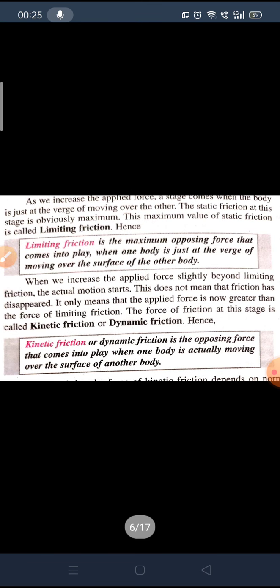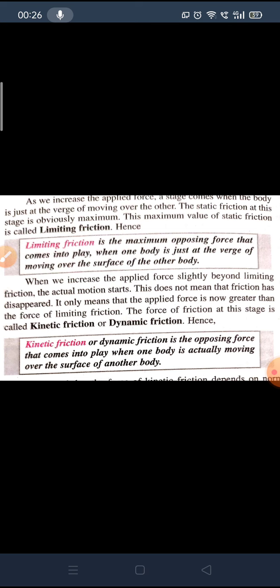As we increase the applied force, a stage comes when the body is just at the verge of motion over the other, and the static friction at this stage is obviously maximum, and this maximum value of static friction is called limiting friction. Hence, limiting friction is the maximum opposing force that comes into play when one body is just at the verge of moving over the surface of other body. Verge of moving means it just started.